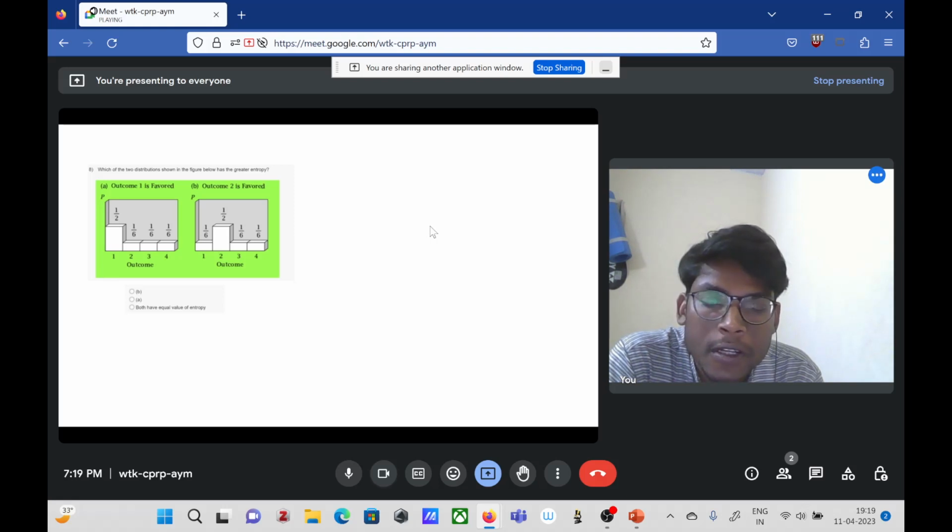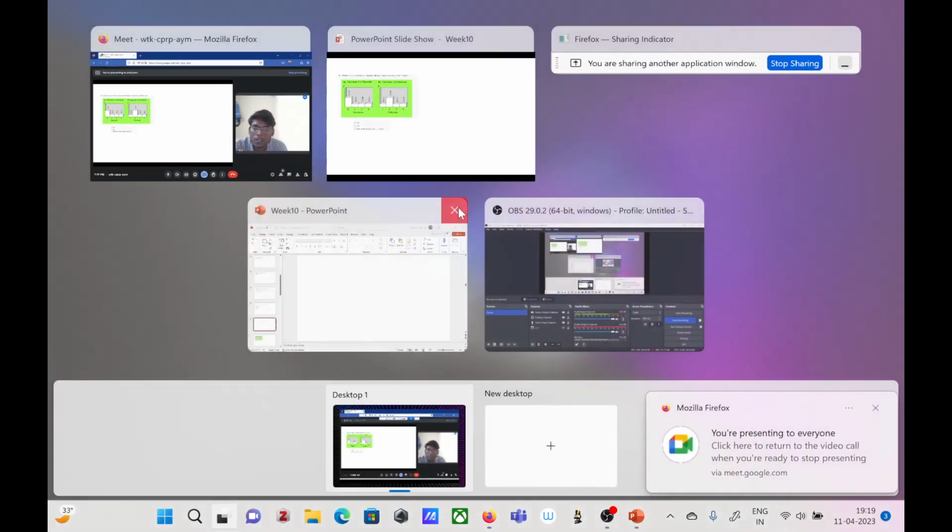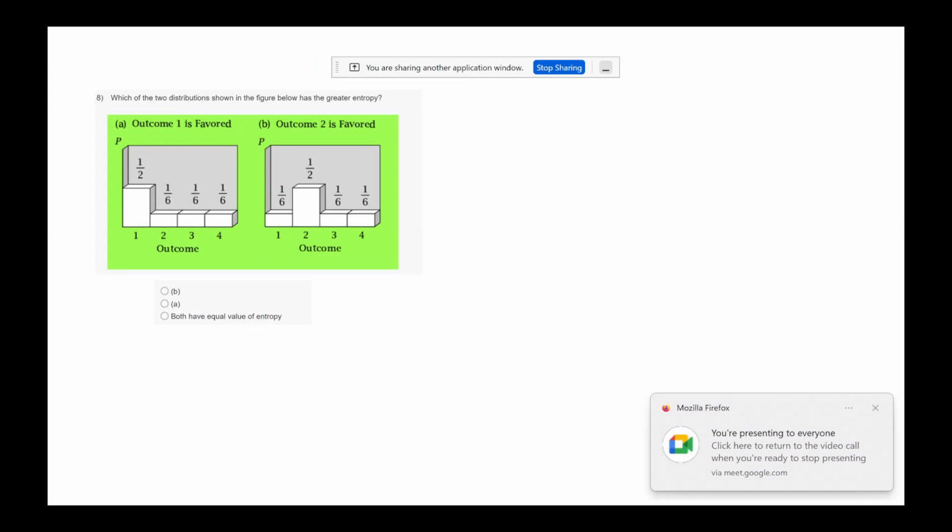Now, if the four outcomes have a similar distribution of probability, then they should have equal probabilities, equal entropy. So here 3/1/6 probability and 1/2 probability. By checking those two, we can say that these two have the same probability. So we will just calculate it. We can say that both have equal value of entropy.